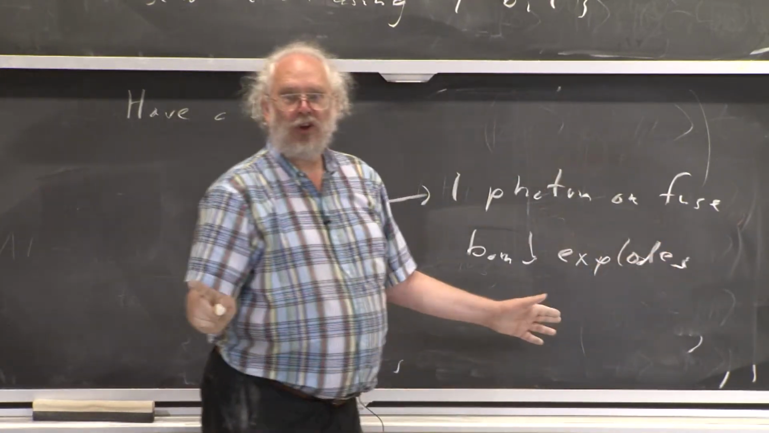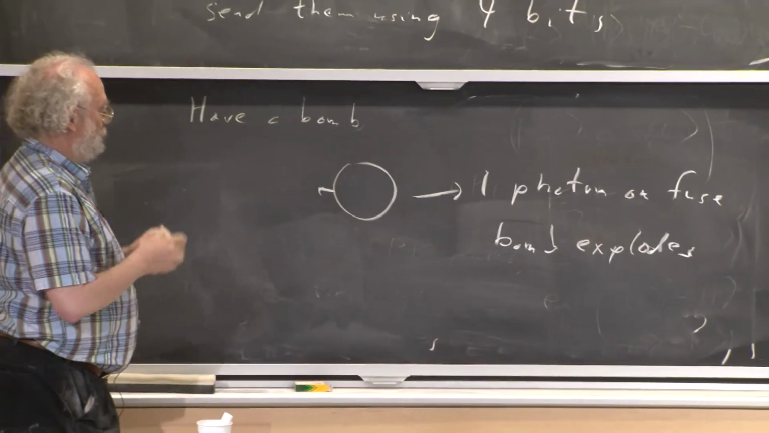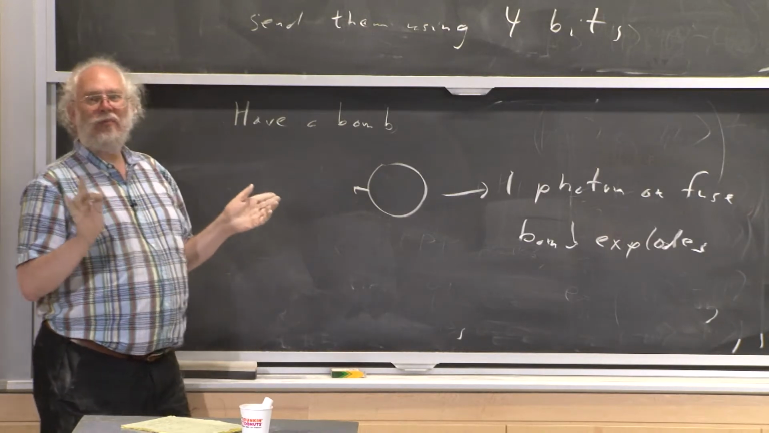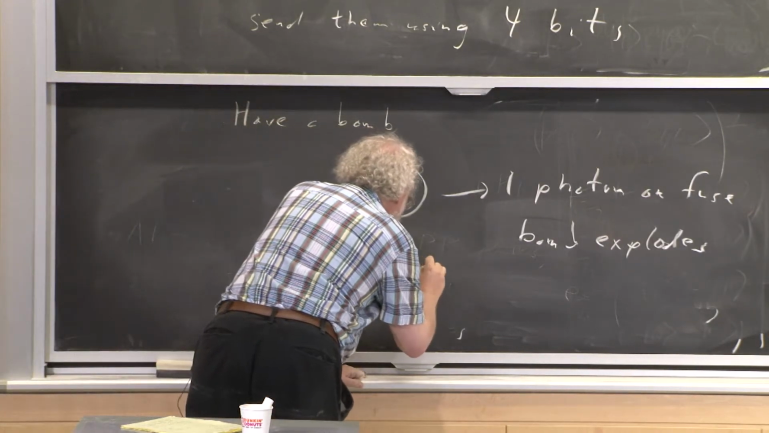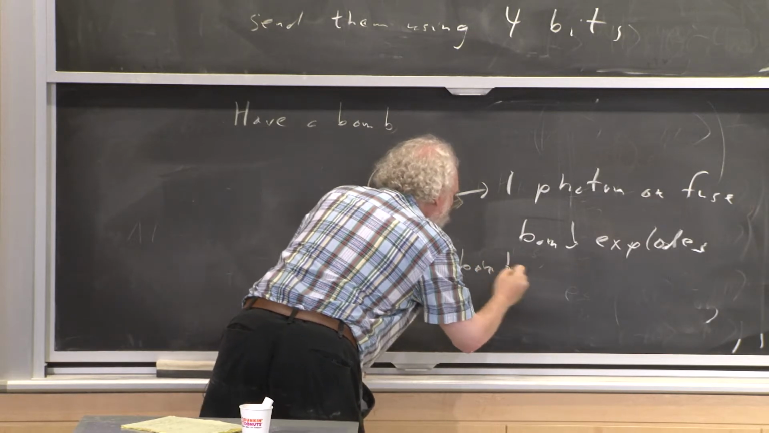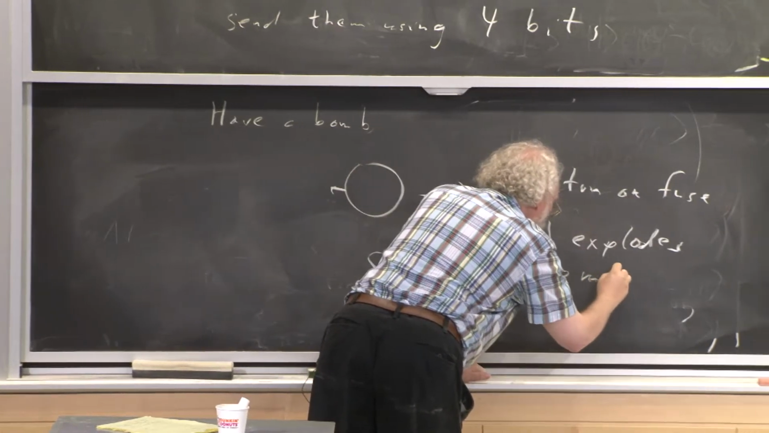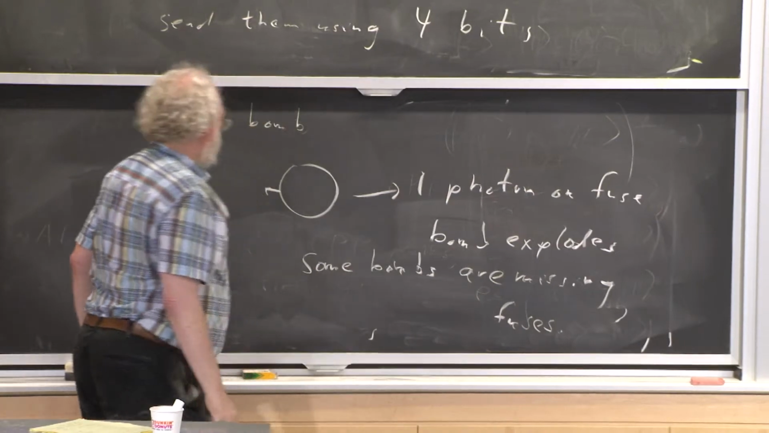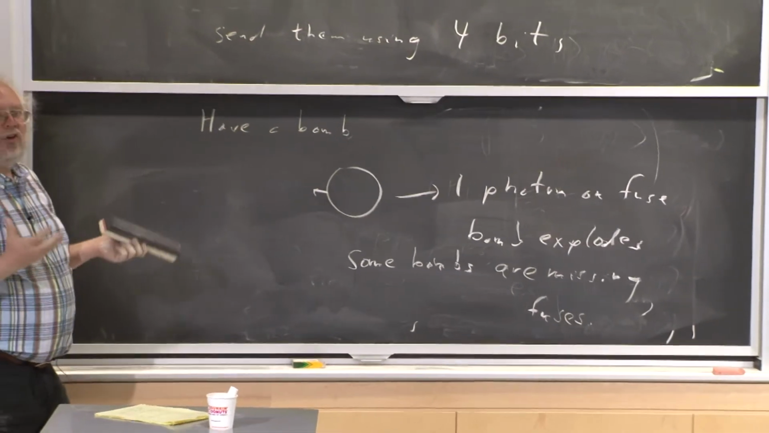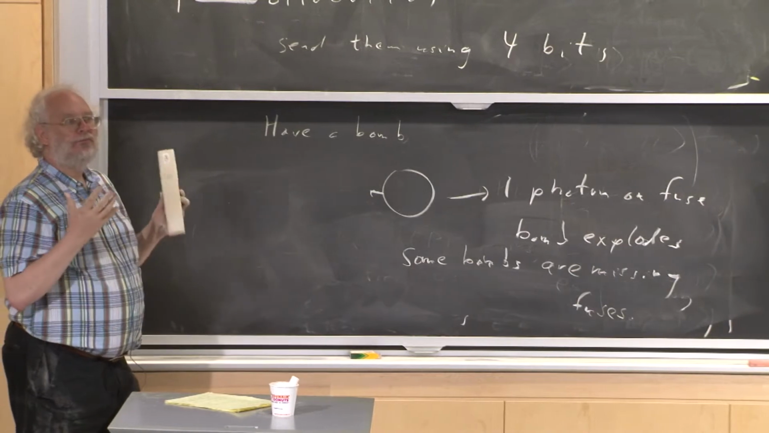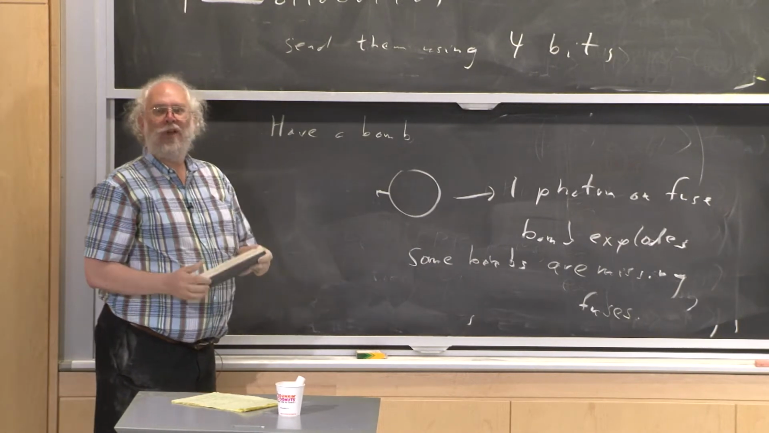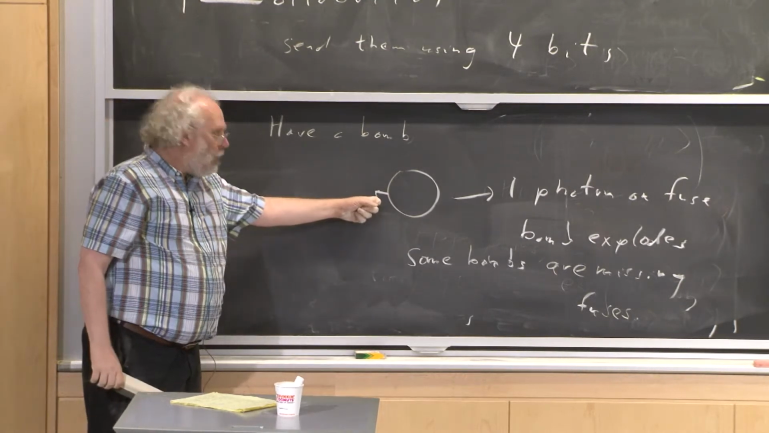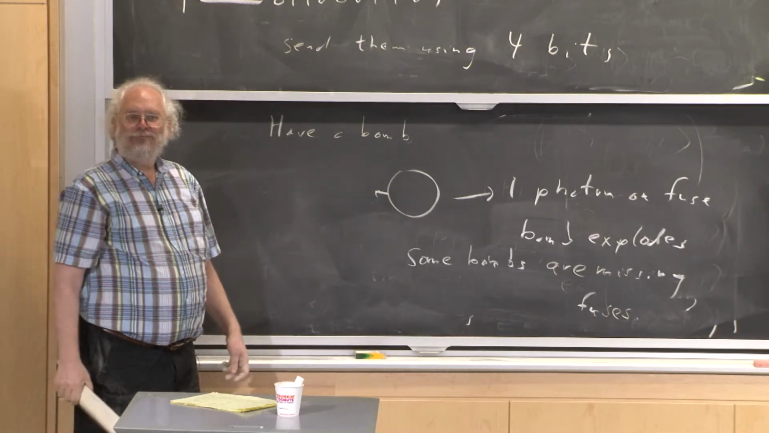So of course you keep these bombs in the dark. Some bombs are missing fuses, and you would like to make sure these bombs actually have fuses. But you want to check whether they have fuses without exploding them. But of course, if you look at the fuse, it explodes. So what do we do?